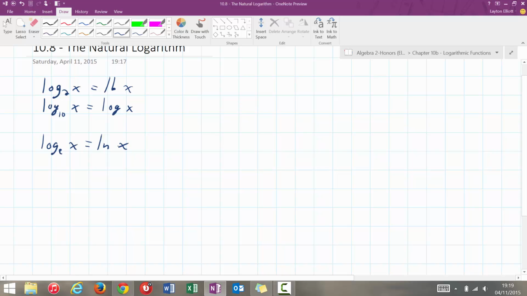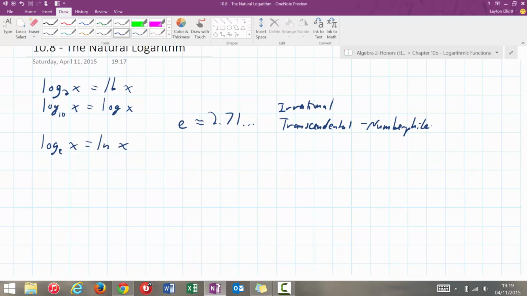Now, e itself is a number that has a value of approximately 2.71. It is irrational, which is very much like other irrational numbers we have, but it is also transcendental. And I would challenge you, there's a great YouTube video on Numberphile. If you look up the Numberphile transcendental video, it's not terribly long, it's kind of fun to watch, but they get really nerded out and excited about transcendental numbers.